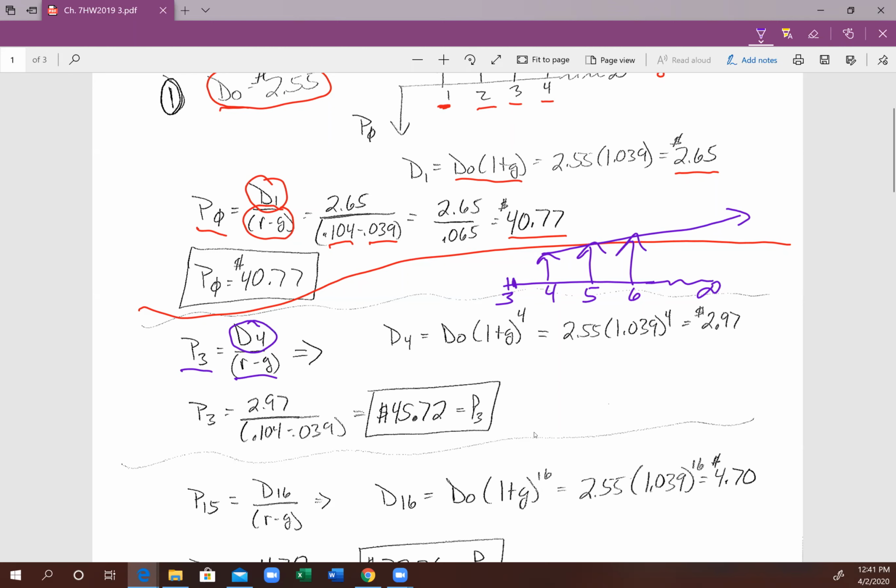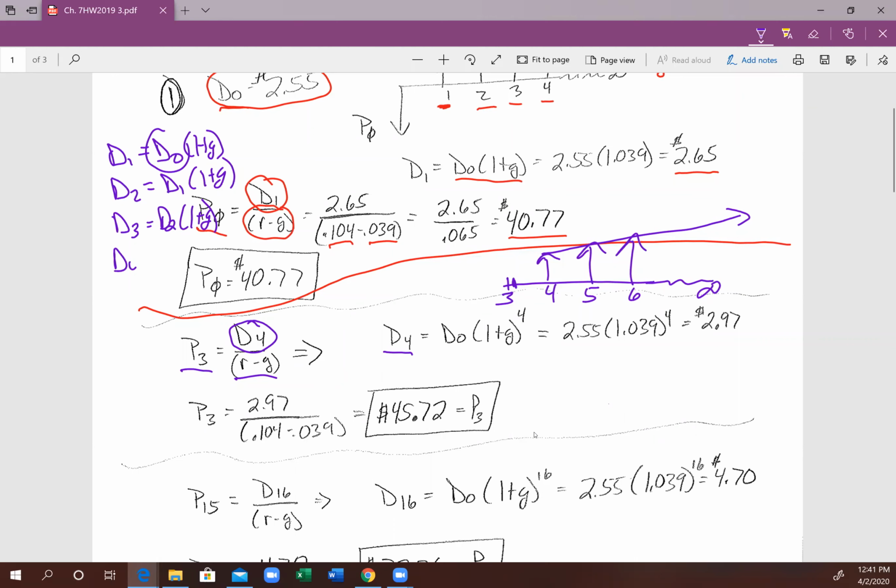D4 you could find the long way: D1 equals D0 times 1 plus g, D2 equals D1 times 1 plus g, D3 is equal to D2 times 1 plus g. But what you can see is it's a lot easier sometimes if you want to find D4.